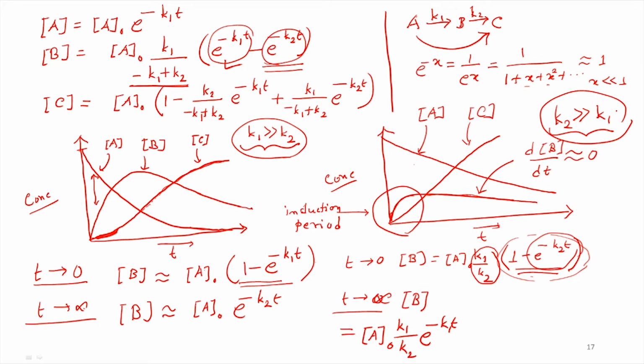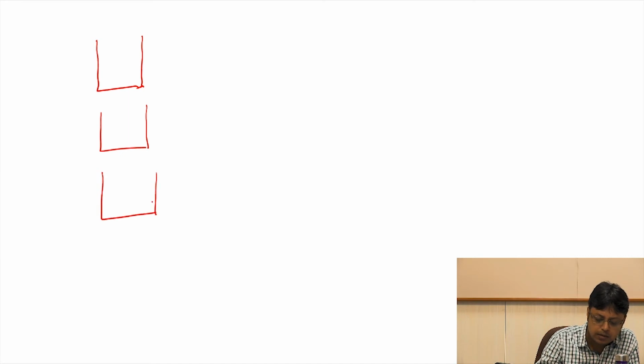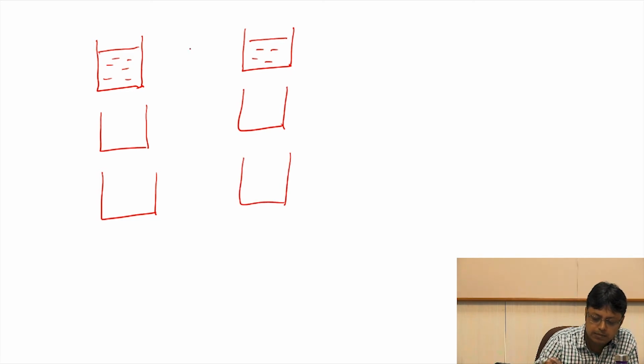So thus we see that the nature of the curves in a consecutive reaction varies greatly if you take k1 much, much greater than k2 or k2 much, much greater than k1. And we can now have a very interesting analogy between these two rates. Suppose I have a bucket. I have actually 3 buckets, and suppose this is A. Initially I pour some water here, and then the bucket B and bucket C are empty. This is A, this is B, this is C.